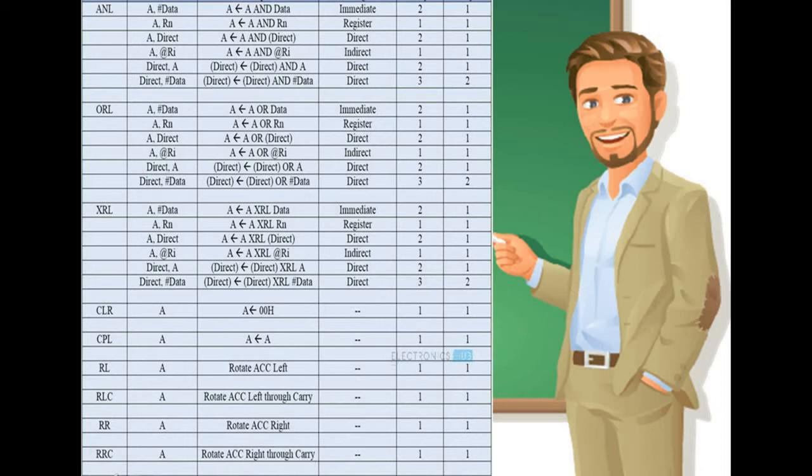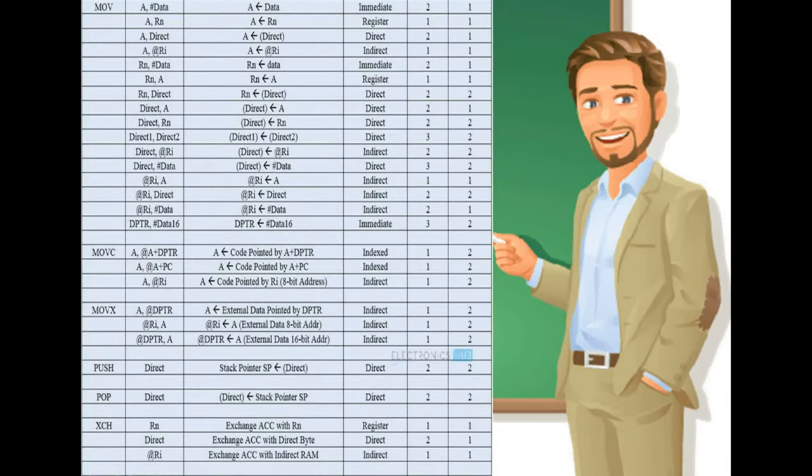Okay, next, swap nibbles within accumulator. Swapping means changing or exchanging. A nibble means 4 bits. That means AH will be filled with the data which is present in AL, and AL will be filled with the data present in AH.